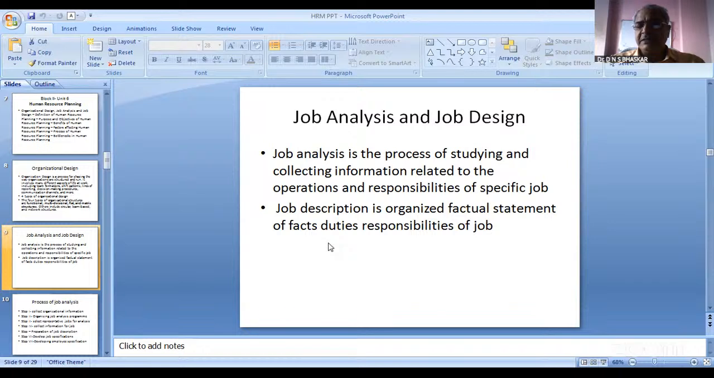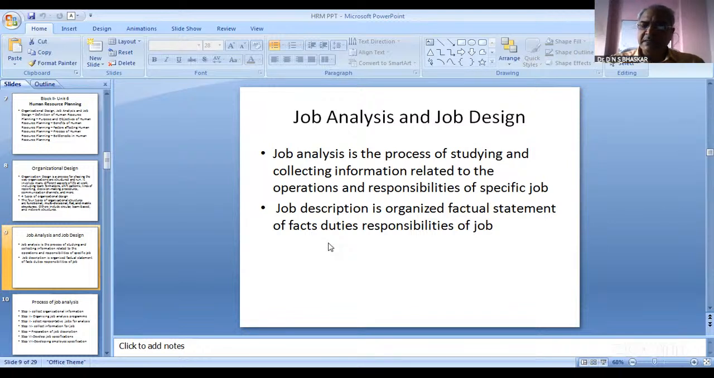Then job description. What is the job description? It is a statement of facts and duties of the job. So, what is the job? How is it to be done? What are the various qualities required for the person? These are all job analysis in nature. Whereas, what are the actual responsibilities of a person? What are the actual duties of the person in that particular job? That is given by the job description. Job description is different. Job analysis is different.